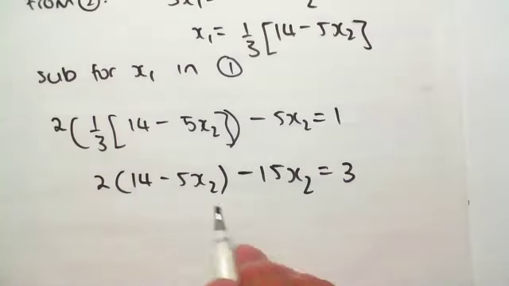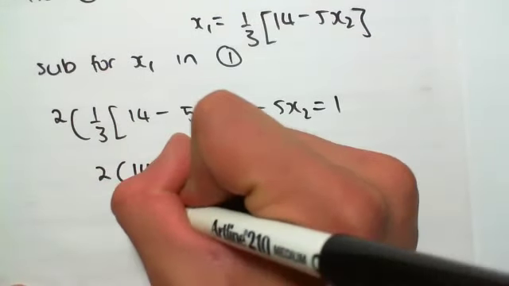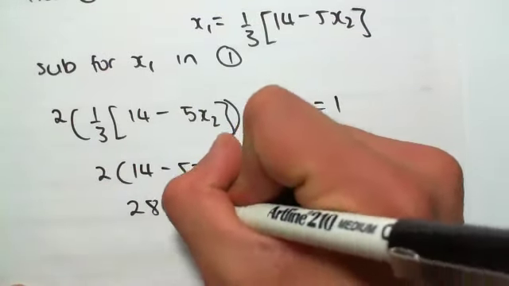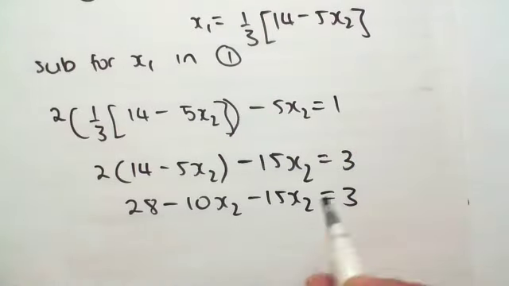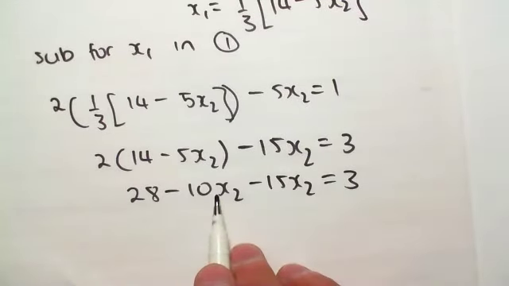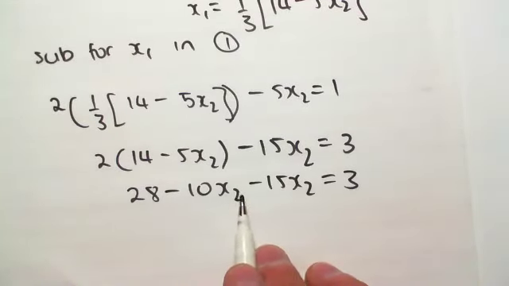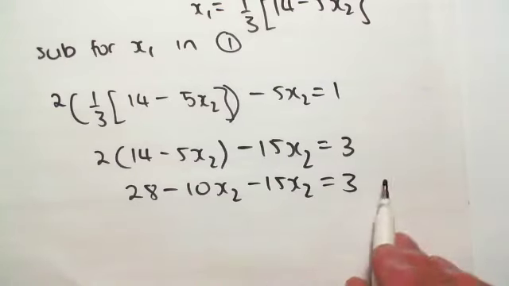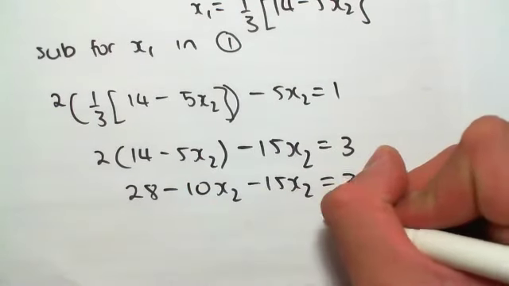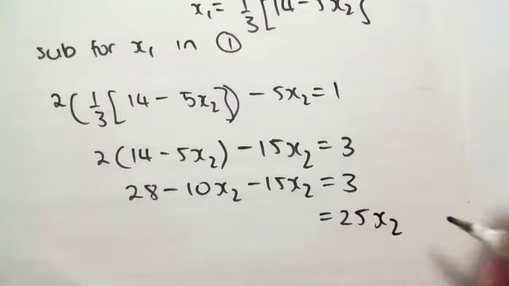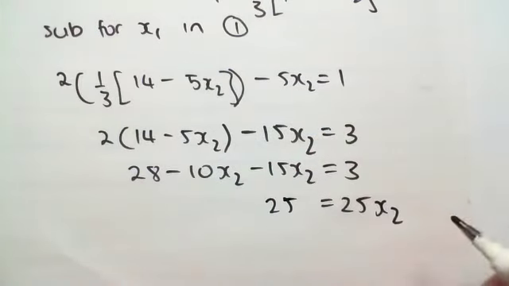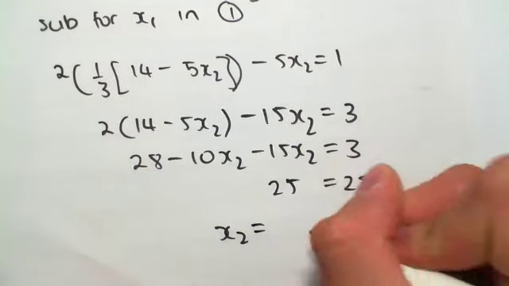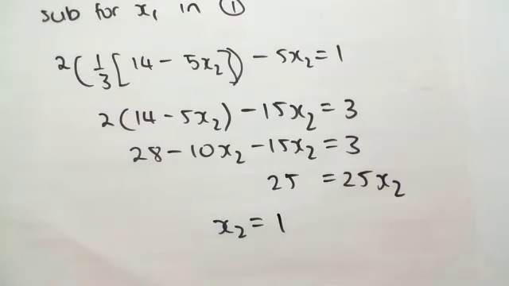Now expanding this left part out, we would have 2 by 14, 28, minus 2 by 5, minus 15x2 equals 3. Collecting like terms, minus 10x2 minus 15x2 would be minus 25x2. Putting down the right hand side, we would have 28 minus the 3 would be 25. Dividing through by 25, we would have x2 equals 1.